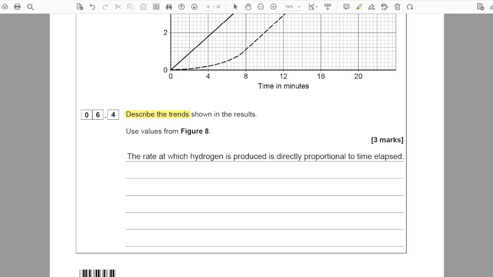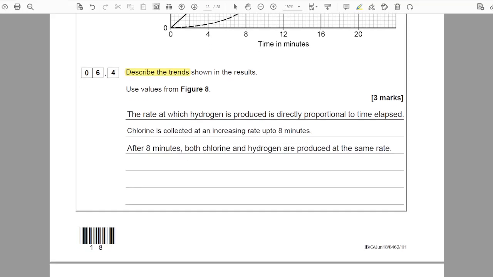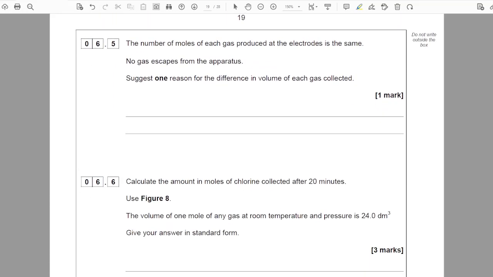And for chlorine, the rate at which gas is produced increases up to 8 minutes, and then it's steady all the way along. Therefore, after 8 minutes, the rate at which gas is produced is the same for both hydrogen and chlorine. 6.5. The number of moles of each gas produced at the electrodes is the same. No gas escapes from the apparatus. Suggest one reason for the difference in volume of each gas collected.